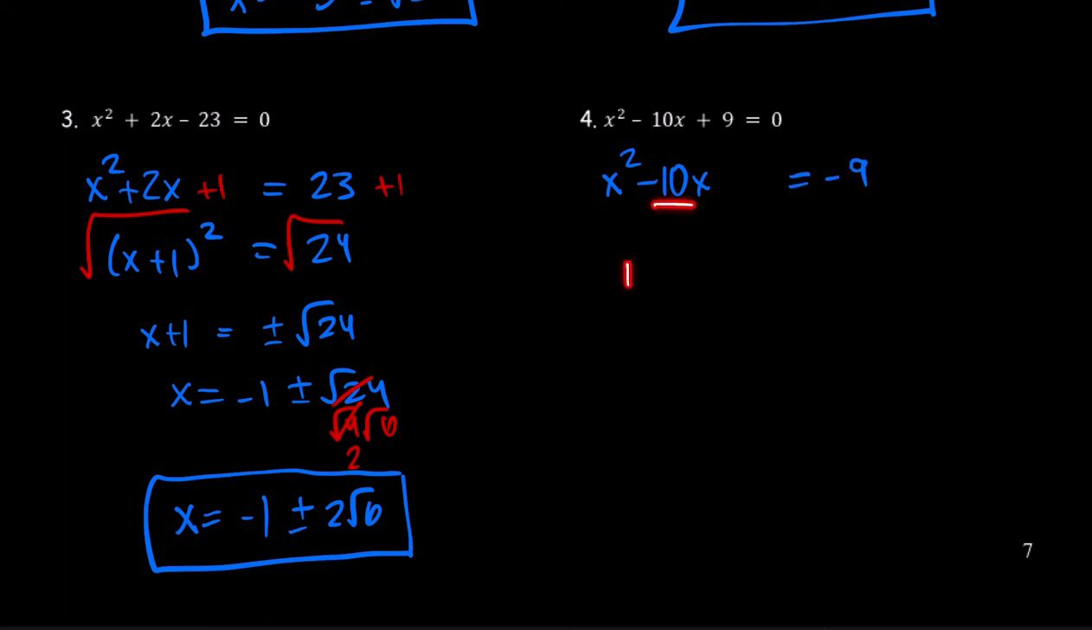Next, I'm going to take this b term, divide it by 2, 5. Take that and square it, 25. That's what you add to both sides. Okay, so let's do that.